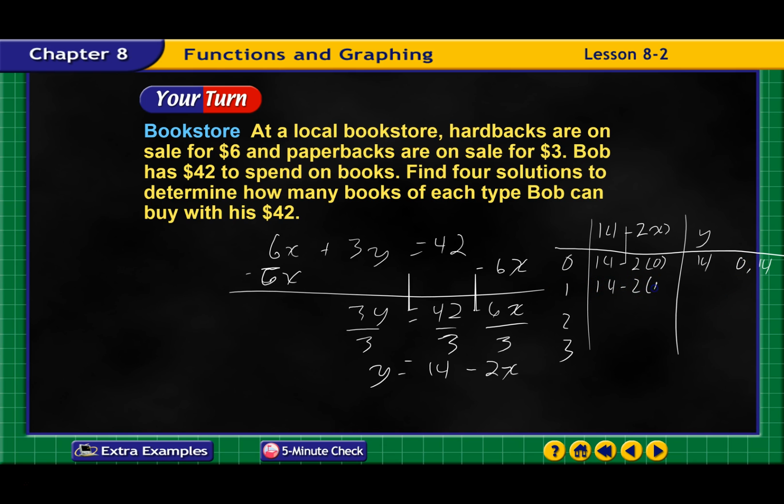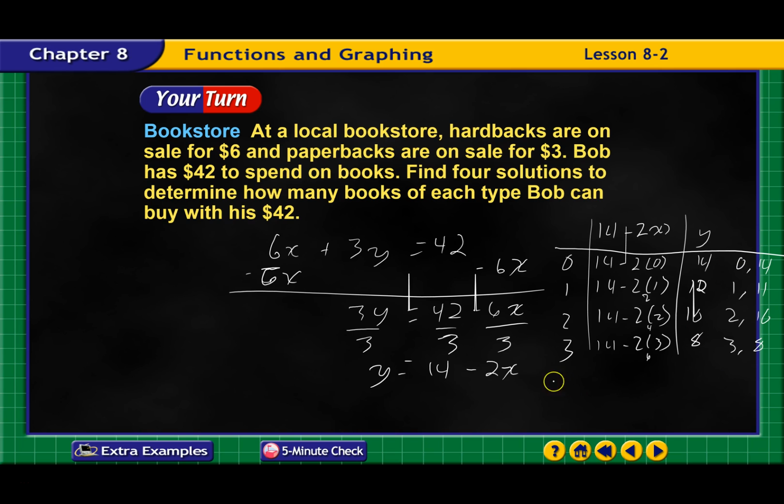14 minus 2 times 1, 14 minus 2 would give me 12. So it would be 1 comma 12. 14 minus 2 times 2, 14 minus 4 is 10. So 2 comma 10. 14 minus 2 times 3 would be 14 minus 6, which gives me 8. So 3 comma 8. So those would all be options.